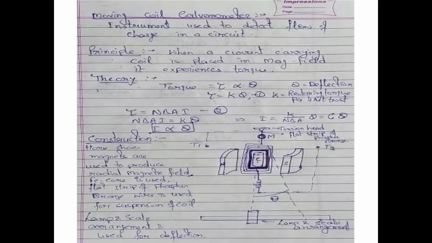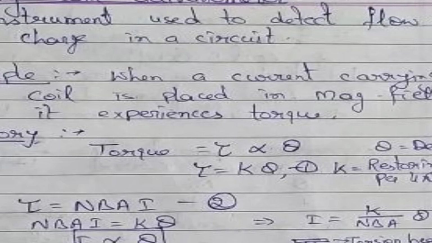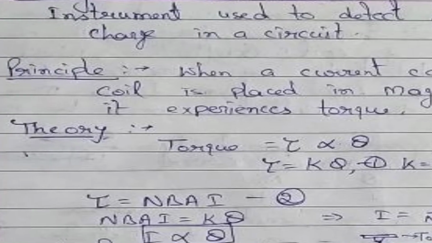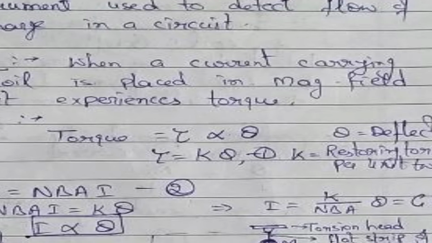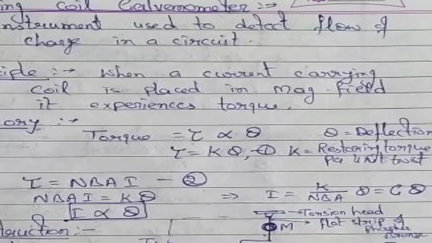Moving coil galvanometer. The instrument used to detect the flow of charge in a circuit is called a moving coil galvanometer. It is also called a deadbeat galvanometer. It is based on the principle that when a current carrying coil is placed in a magnetic field, it experiences a torque. In theory, the torque is directly proportional to the deflection of the coil which is oscillating in the magnetic field. The more the deflection, the more the torque.